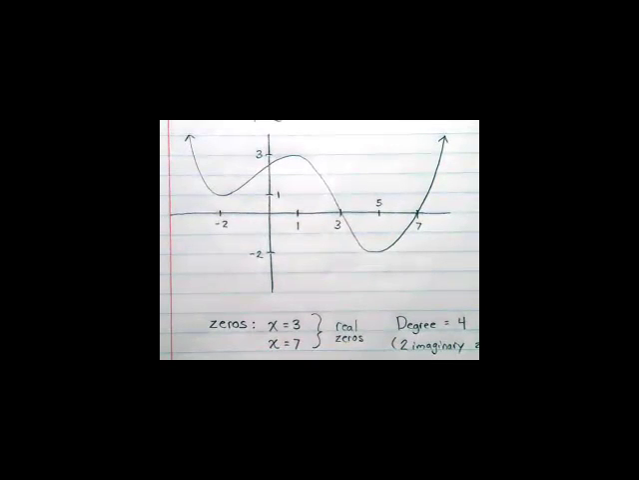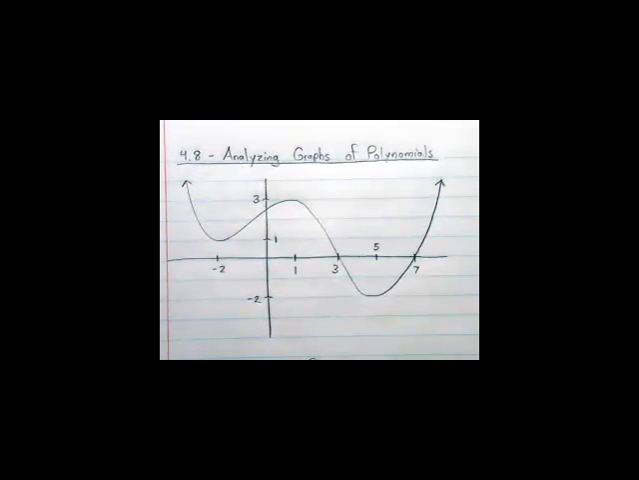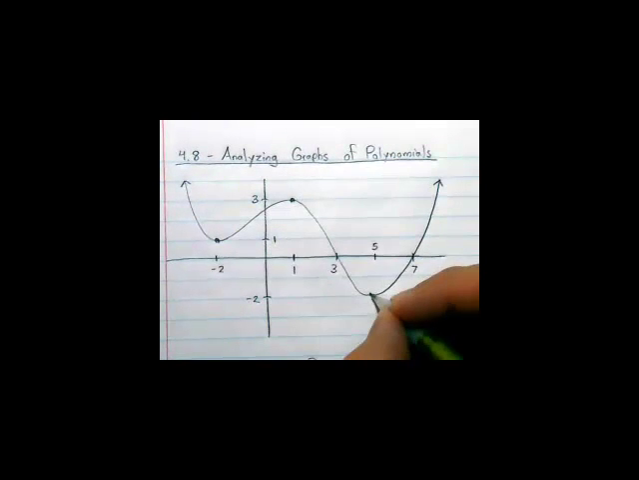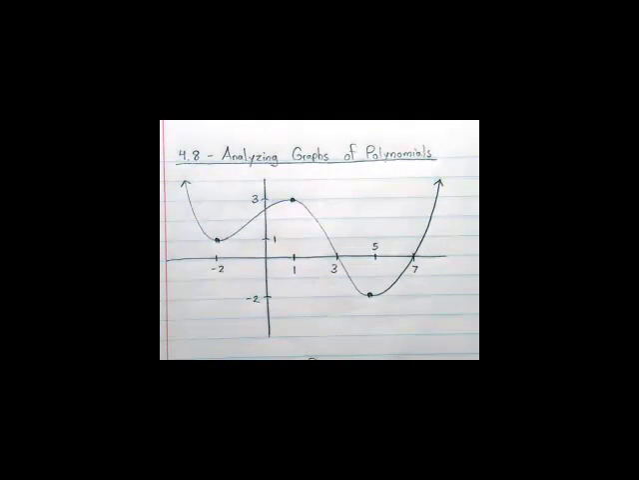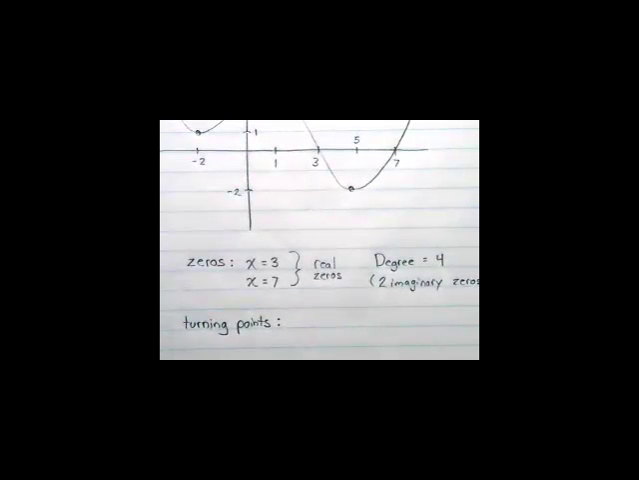Let's talk about these turning points that I mentioned. A turning point, also known as maxes and mins, okay? There are 3 of them on this graph. Here, here, and here. And each one of them we can identify as either being a maximum or a minimum, okay? Can you guys give me the coordinates of the turning points, what you see on the graph?